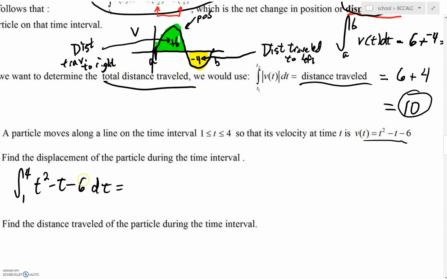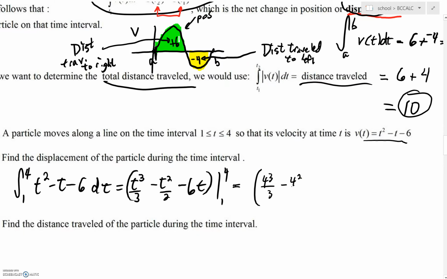And using the fundamental theorem of calculus, we'd go t to the third over 3 minus t squared over 2 minus 6t. And now what? Well, we're going to evaluate that between 4 and 1. First, we plug in our 4. We'd get 4 to the third over 3 minus 4 squared all over 2 minus 6 times 4, which is 24, minus, I think this is going to be a little easier, 1 to the third all over 3, that's just 1/3, minus here's your 1/2, and 6 times 1 is just that.